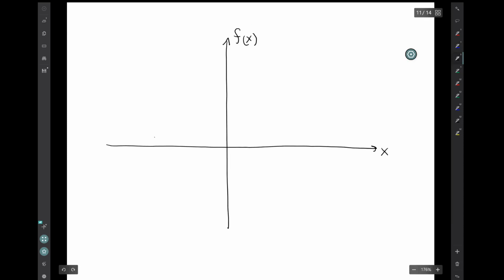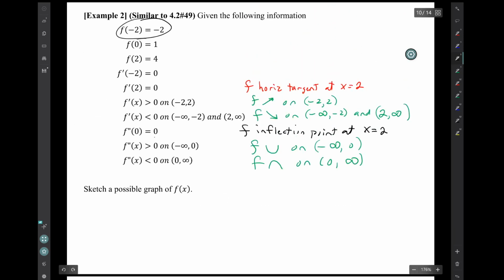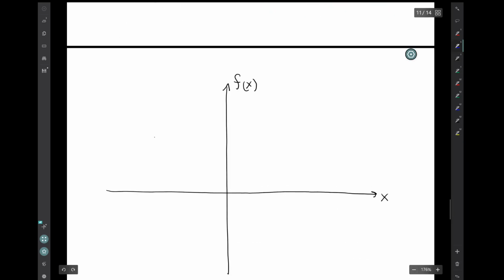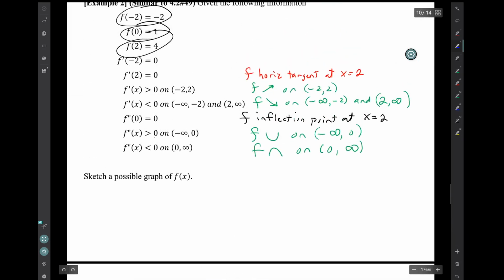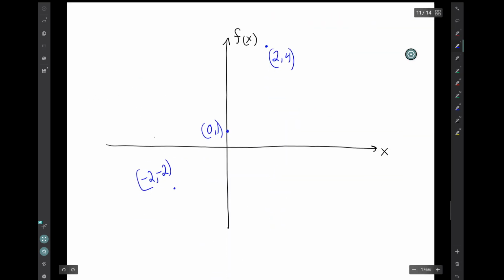All right, we start by plotting the points that we were given. -2, -2, 0, 1, and 2, 4. So there are our 3 points. Now again, as I said in the previous example, if this is all we knew about our function and we were told to graph, we would just guess, well, the graph is just going to connect these points.